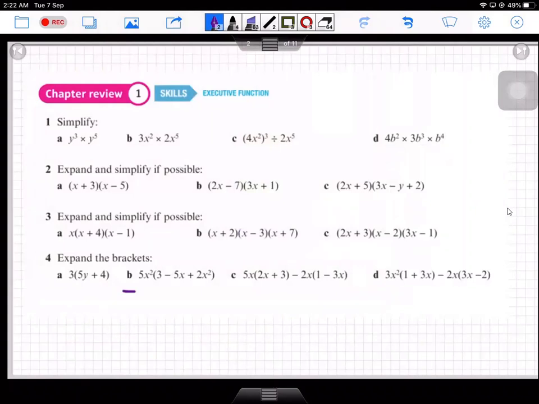Let's have a look at question number 4, part B. This one is so simple. You can do it on your own. So 5x square multiplied by 3 minus 5x plus 2x square. Okay, this is your question.